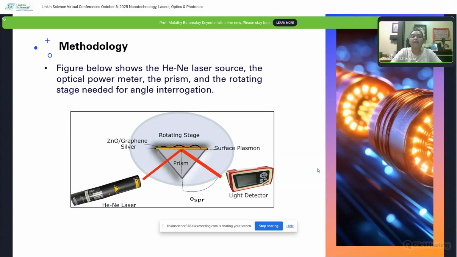You can see in the figure below how the helium-neon laser, which provides the source, is placed, and we are using a prism, and the prism is coated with zinc oxide, graphene and silver material. It acts as a surface for plasmonic resonance, and the output is detected using a light detector.